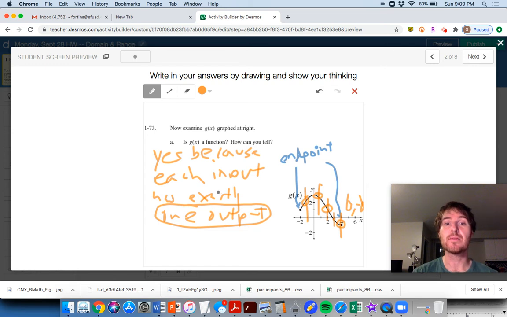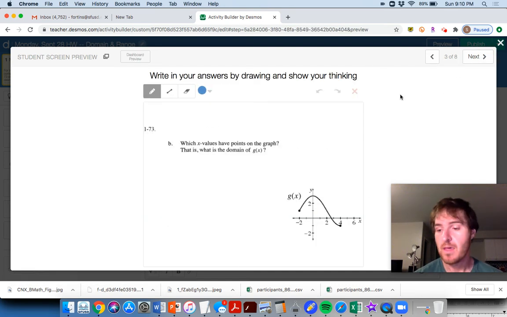Yes, because each input has exactly one output, or each input has at most one output, because over here, it looks like we're not allowed to put inputs in at 6. And that's going to get us to the next slide. It's going to get us to what domain is. Let's go to the next slide here.